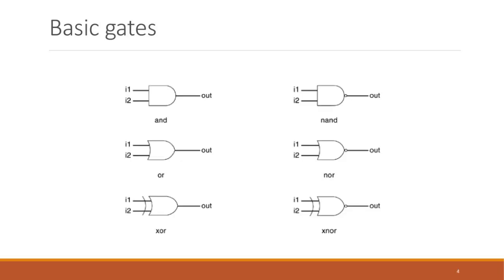Here you can see the basic gates supported by Verilog and the module names of these predefined primitive gate modules. The gates AND, OR, NAND, NOR, etc. are supported by Verilog by default.